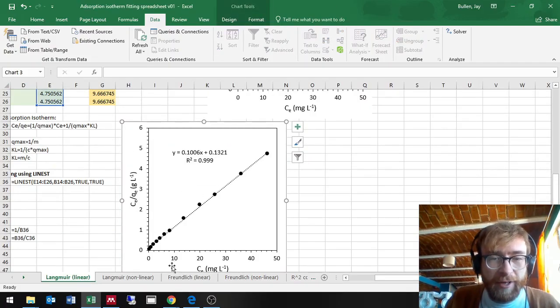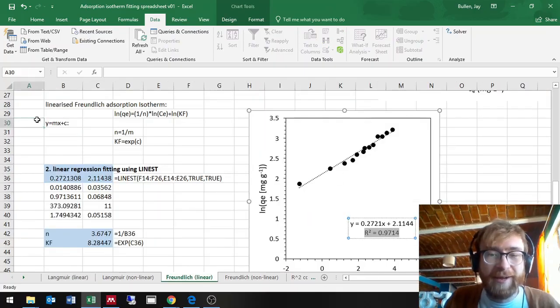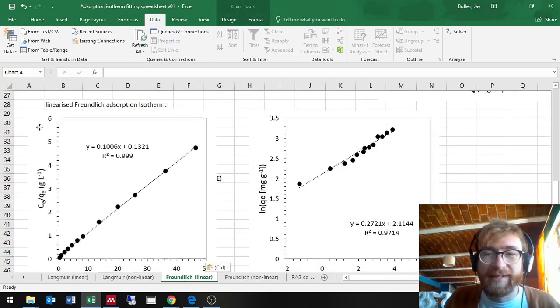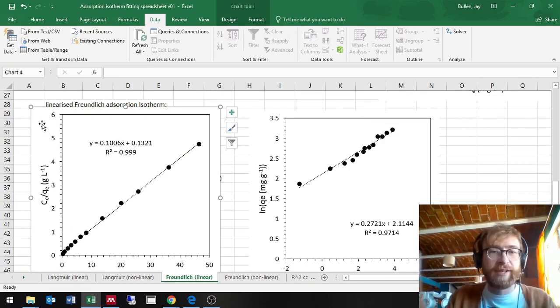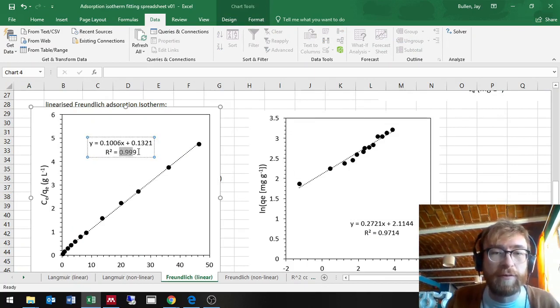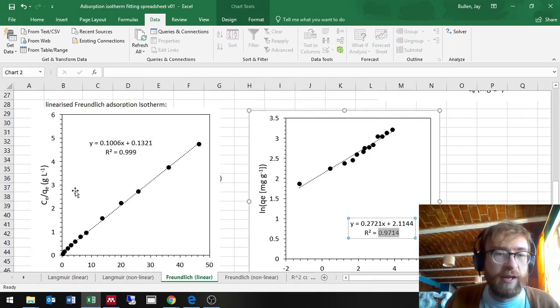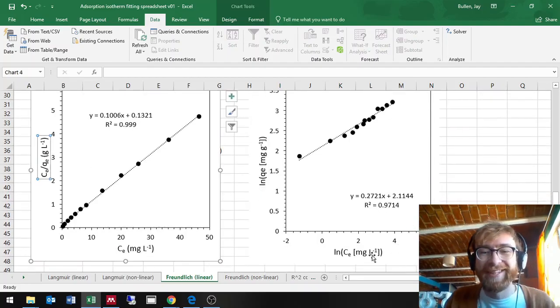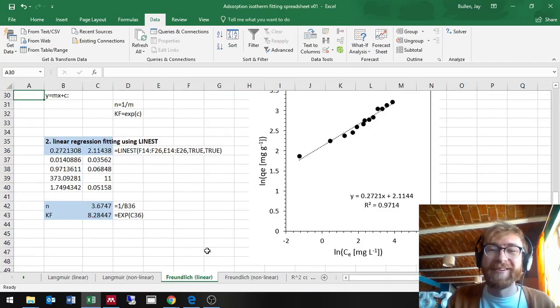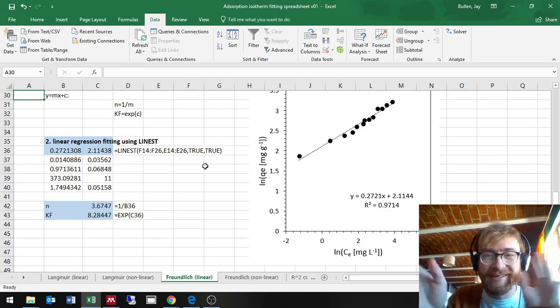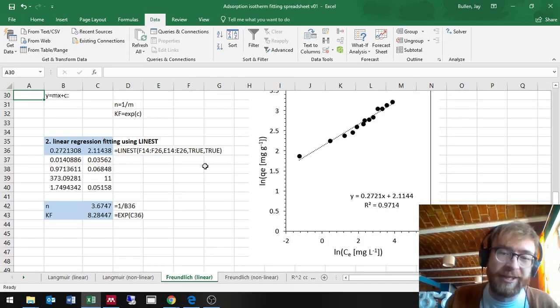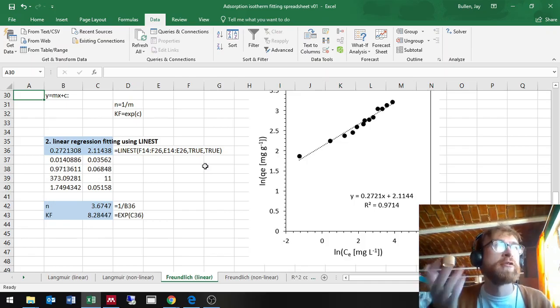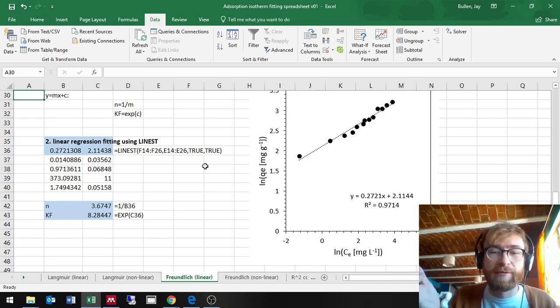And you can't compare these. You can't say the Freundlich model is better than the Langmuir model or vice versa on the basis of how good these r-squared values are, because the axes are completely different. The units are completely different. Okay, so don't compare the models on the basis of r-squared in the linearised form, but you can compare how good the models are based on the r-squared value in the non-linear form.